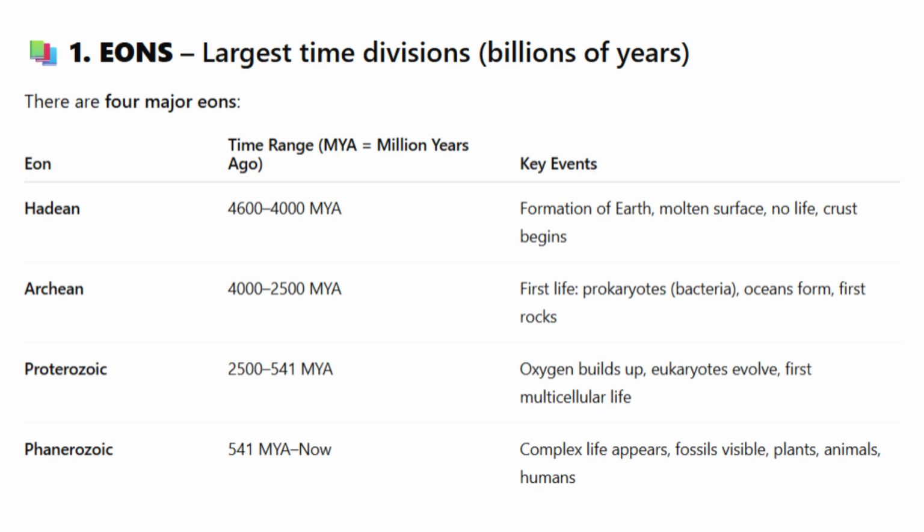Hadean eon, 4,600 to 4,000 million years ago. The Hadean eon, the Earth's fiery birth. Time of molten rock, crashing asteroids, and no life. The planet was forming its crust, but it was still too hot for oceans or organisms. Archean eon, 4000 to 2500 million years ago.